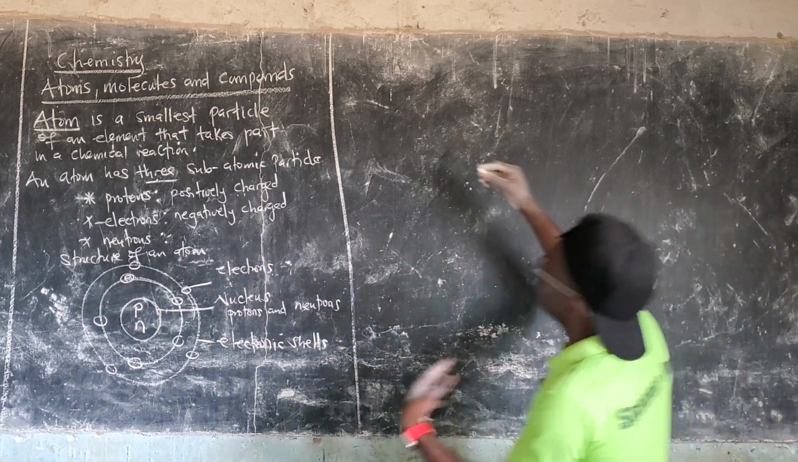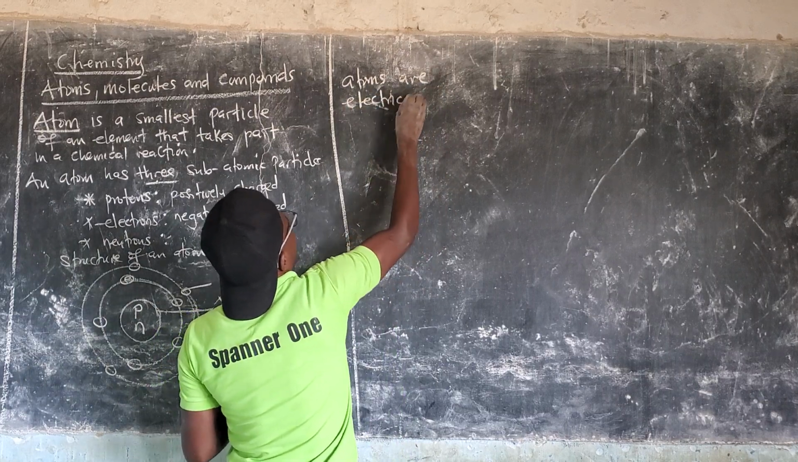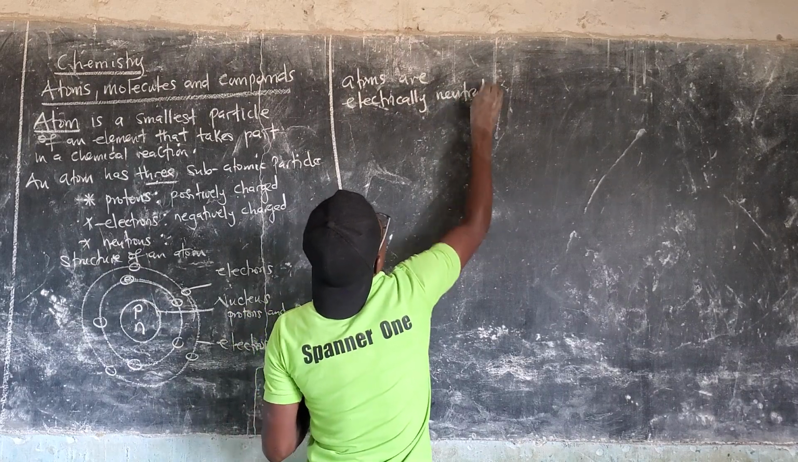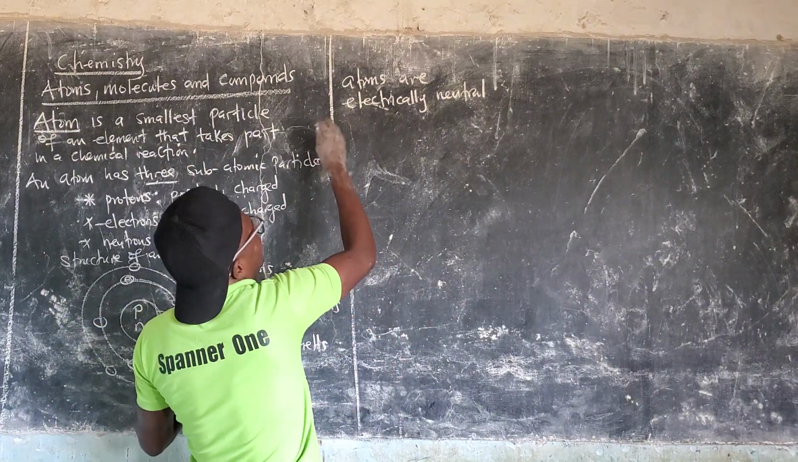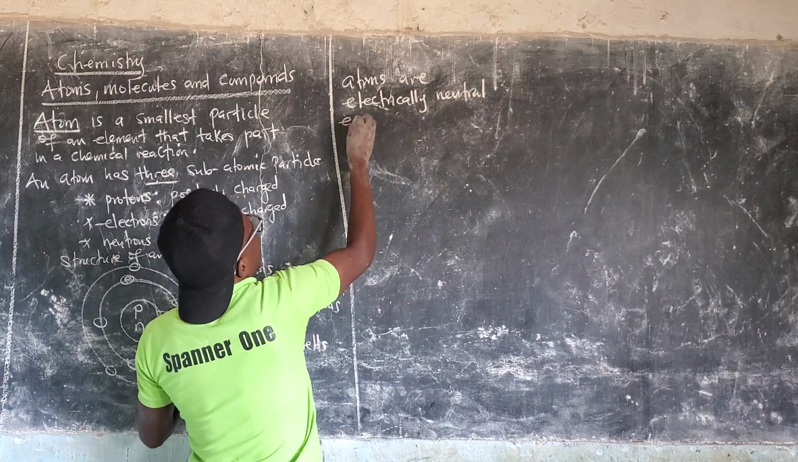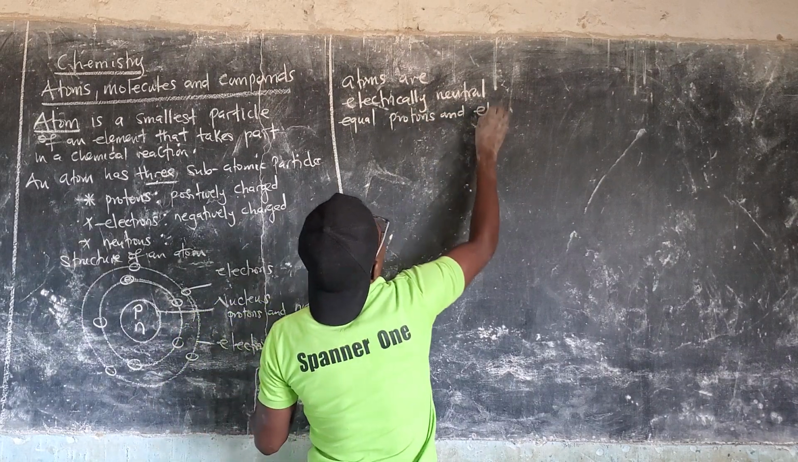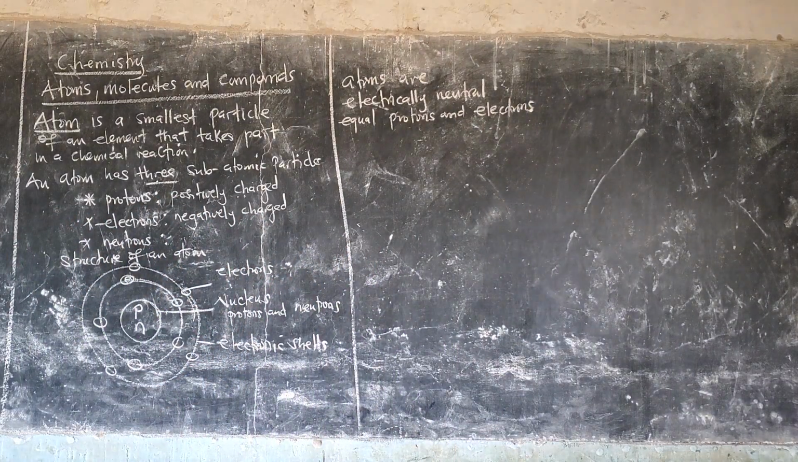So in short, atoms are electrically neutral. What does it mean? It means when something is neutral, it is not losing or gaining. Meaning that all atoms are electrically neutral, so they have got an equal number of protons and electrons. Why? Because they are neutral. When that atom is neutral, it is neither losing nor gaining any electrons.